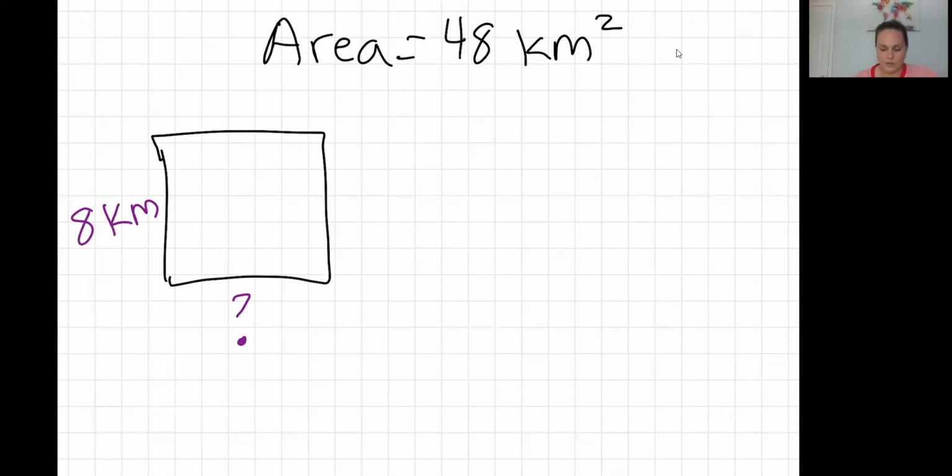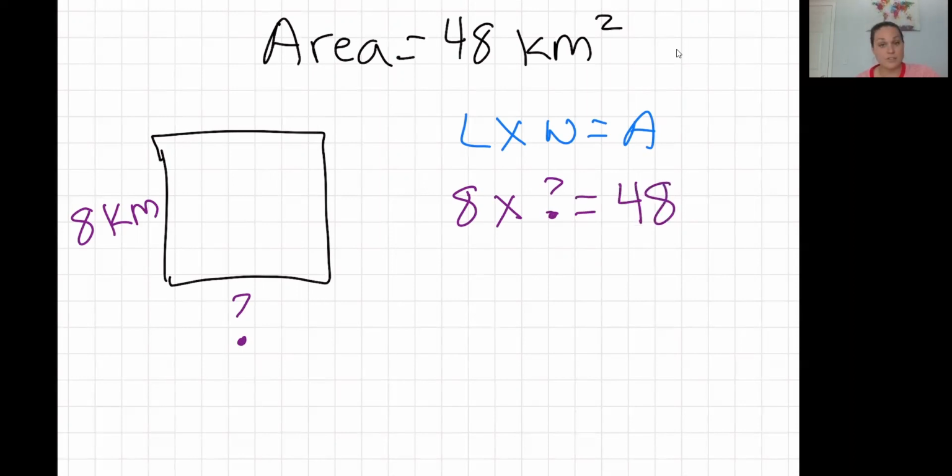All right, so now maybe you've had a chance to solve it. We need our length times width equals area, but just like with our other one, we don't know what both of our length and width are, so we have to set this up a little bit differently. So I know my length is 8, and I don't know my width, so 8 times something has to give me my area of 48, because I do know my area. So I might decide to flip this around into division and do 48 divided by 8, because that's the opposite of multiplication. That will give me my question mark.